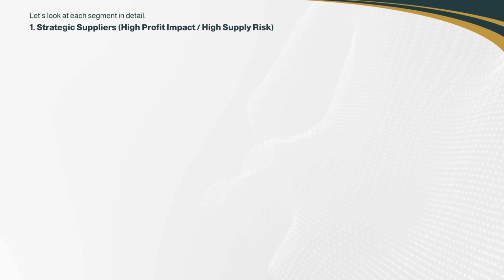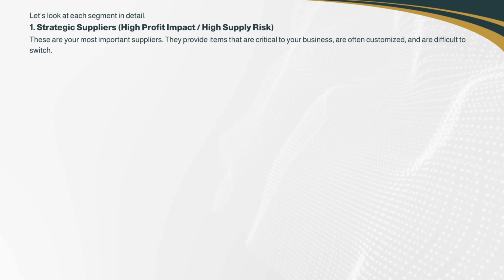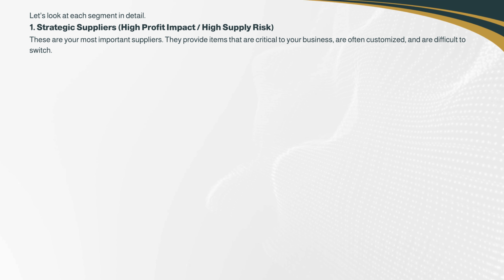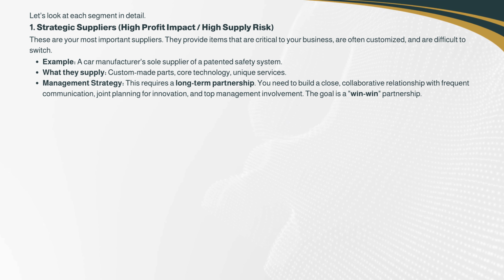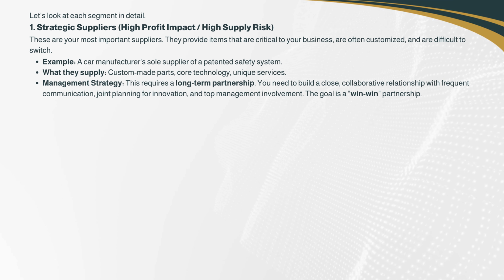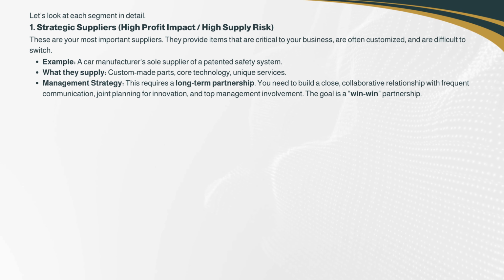Let's look at each segment in detail. 1. Strategic suppliers, high profit impact, high supply risk. These are your most important suppliers. They provide items that are critical to your business, are often customized, and are difficult to switch. Example: a car manufacturer's sole supplier of a patented safety system. What they supply: custom-made parts, core technology, unique services.